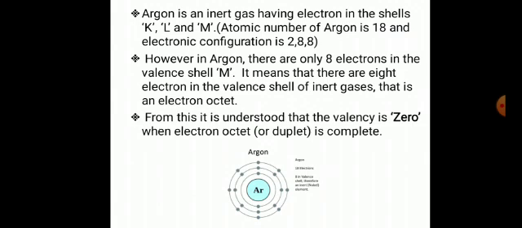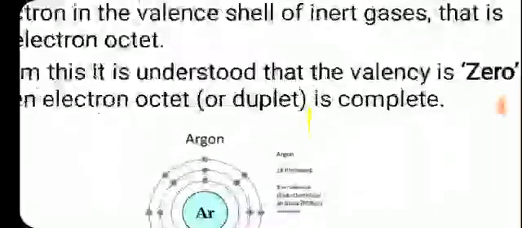M shell is called the valence shell because it is the outermost shell. It means that there are 8 electrons in the valence shell of inert gases, that is an electron octet. So argon also has an electron octet. From this it is understood that valence is 0 when electron octet or duplet is complete.